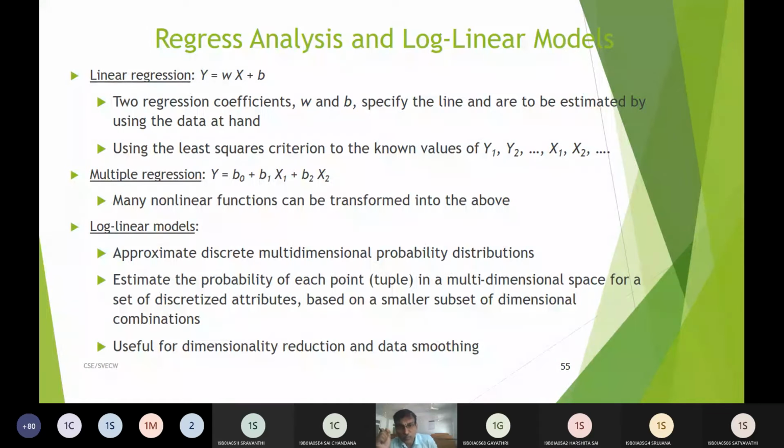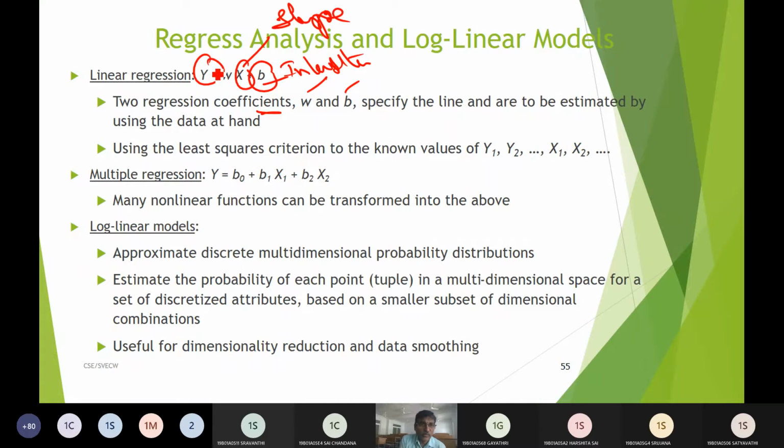So the regression analysis and log linear models, what we are going to expect was, you can see here we take two coefficients w and b. So one is going to have the intercept and the slope we are going to get, and y we are going to call as the dependent variable.